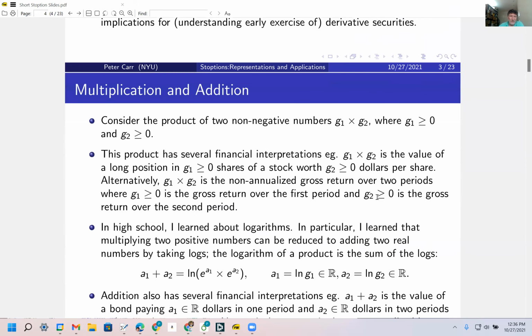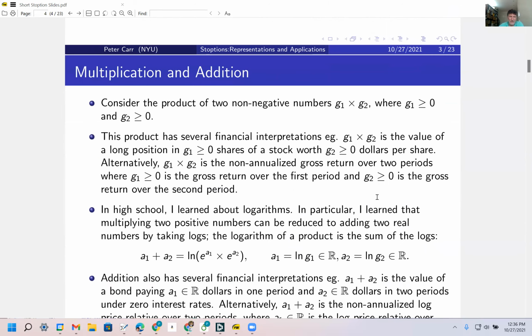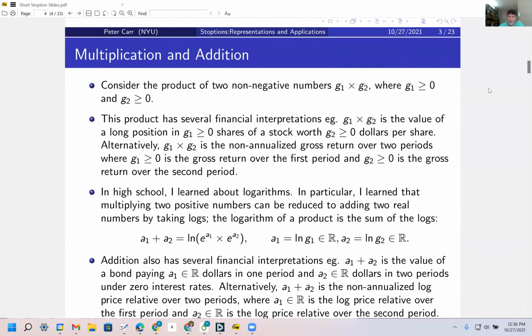So let's just review some things that are very familiar to all of you at first. We want to consider the product of two non-negative numbers. We call them G1 and G2. The product has several financial interpretations. For example, if you had a long position in G1 shares of a stock worth G2 per share, the value of the position is just the ordinary product of the number of shares and the price per share.